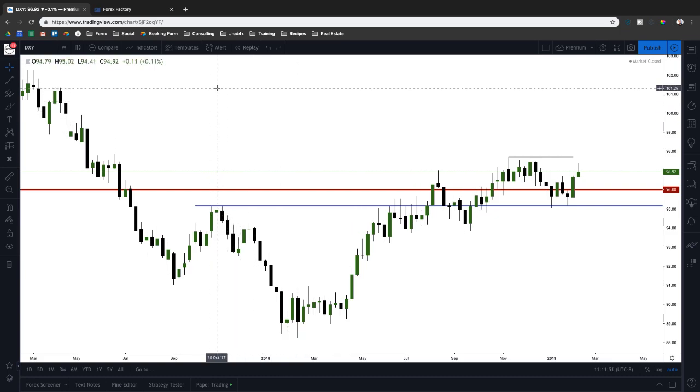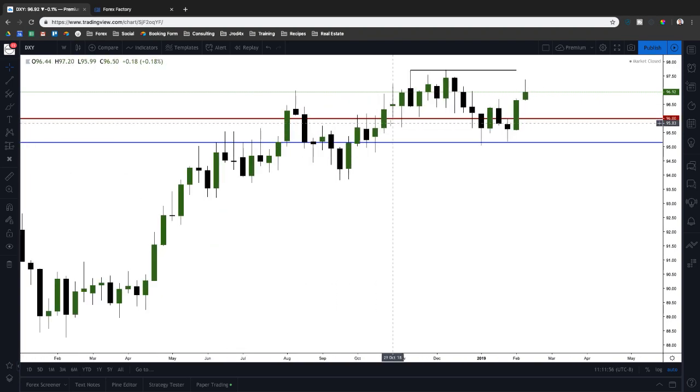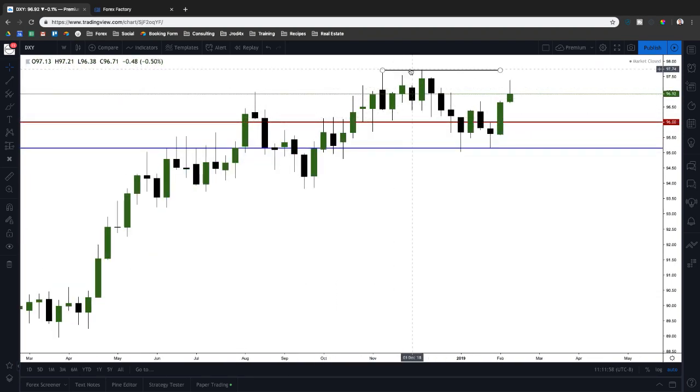So let's jump over to the charts now. We're looking at dollar index, and this is a weekly time frame. You guys can see that we still have these equal highs resting up here at the 97.70 level. So longer term, I do want to see price get above that level specifically. I don't know if that's going to be by the end of this week or when that'll be.